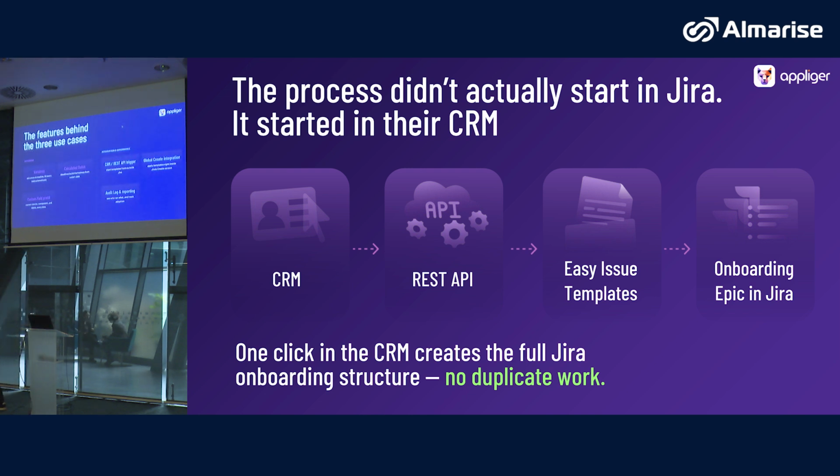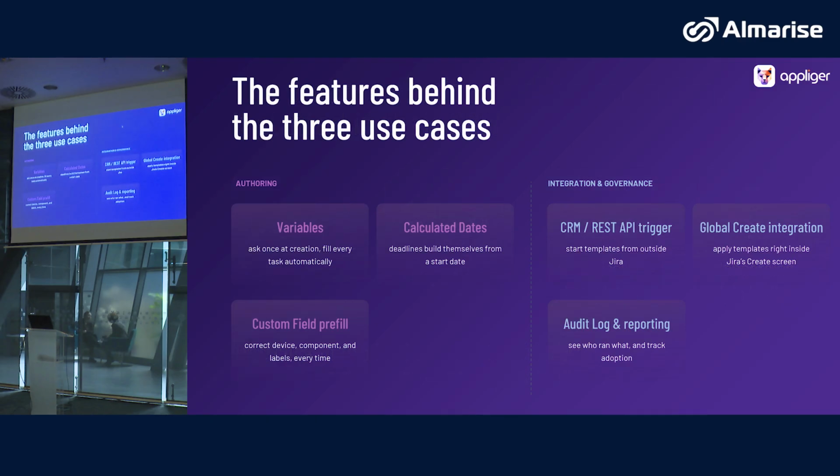Now the features behind all these capabilities you just saw, just to wrap up. Variables ask for proper information before creation of tickets, calculated dates build a reliable timeline. CRM and REST API integration allow users to start a process from the business side and carry it to execution in Jira. And also you can use automation for Jira integration, like webhook triggers when a project is created. You can also scale up templates usage and ticket creation.